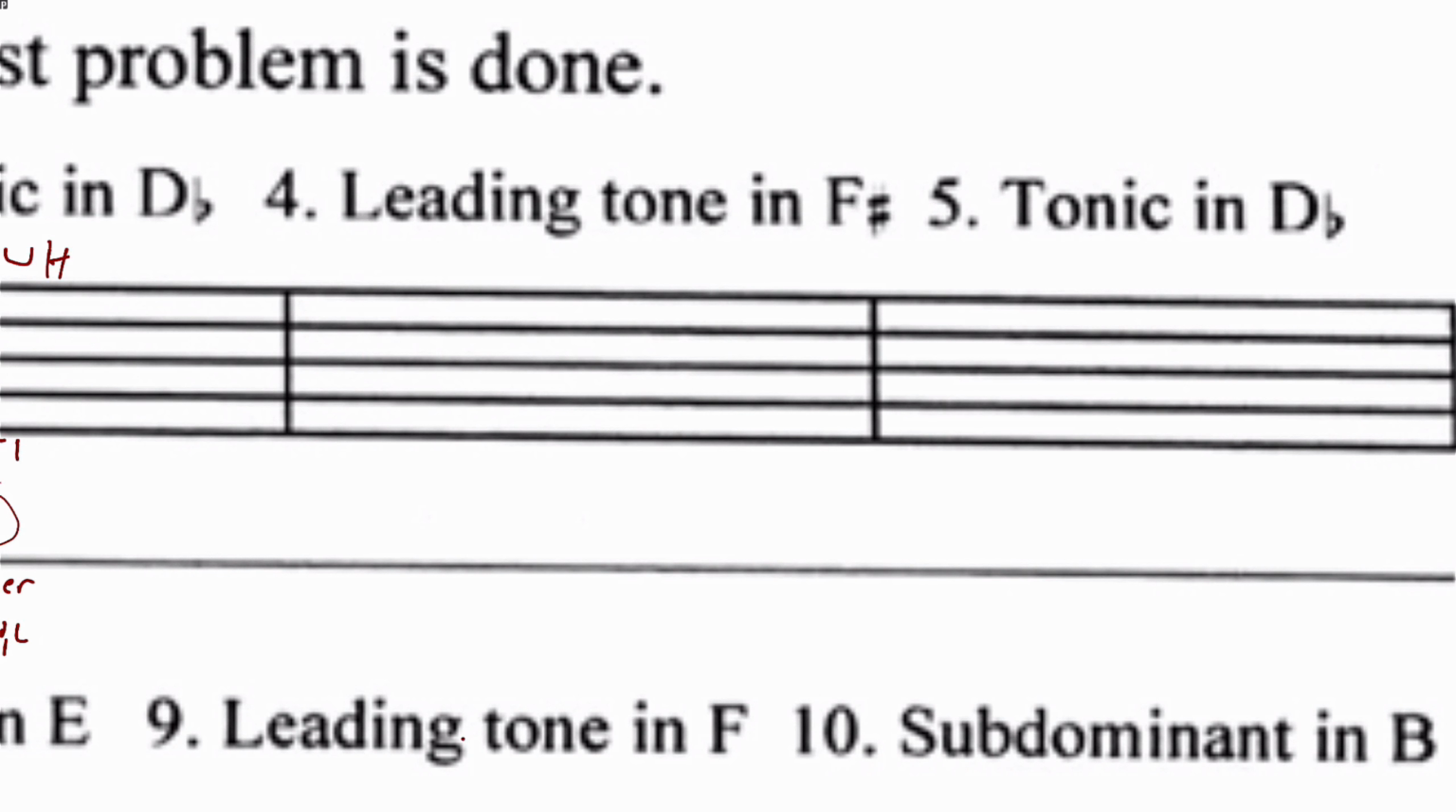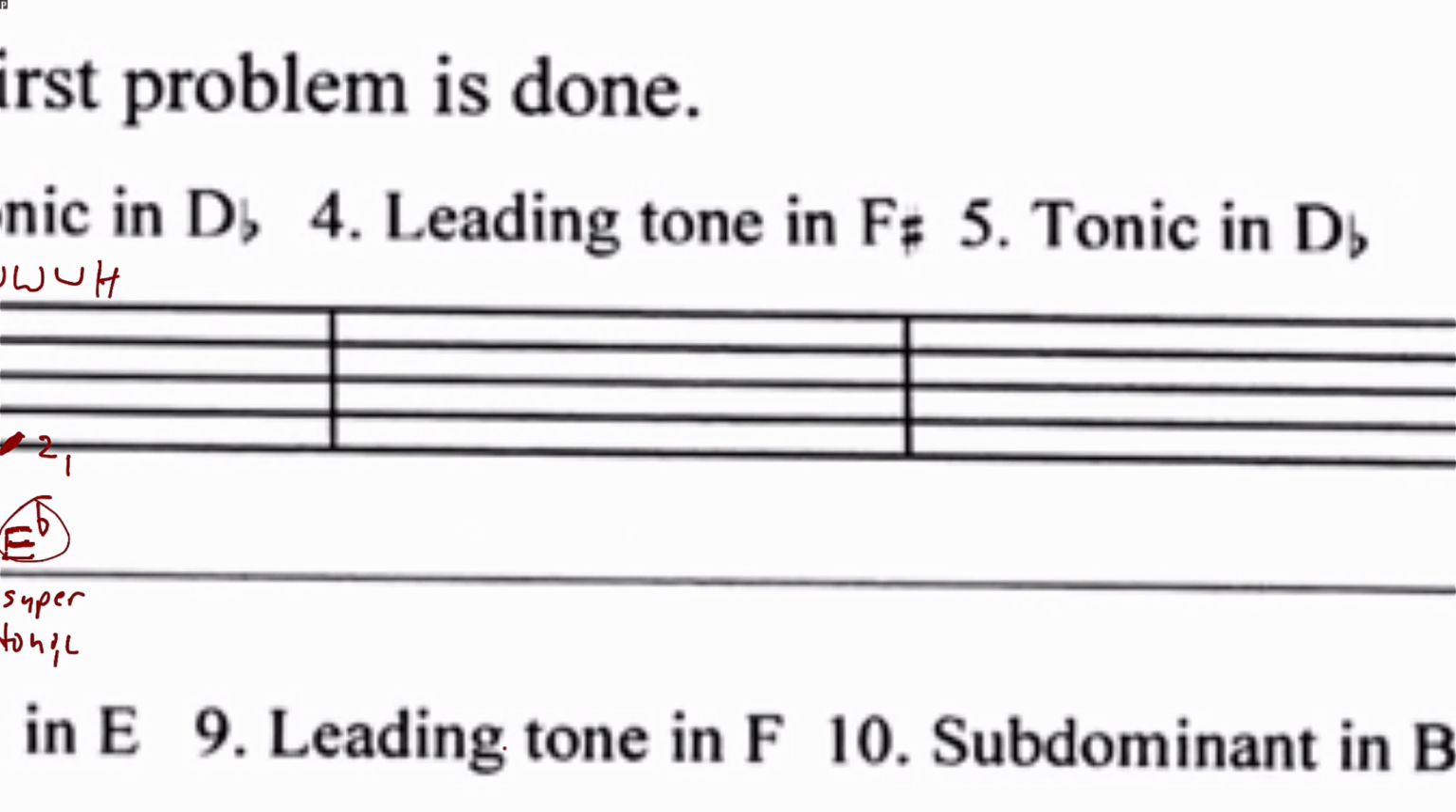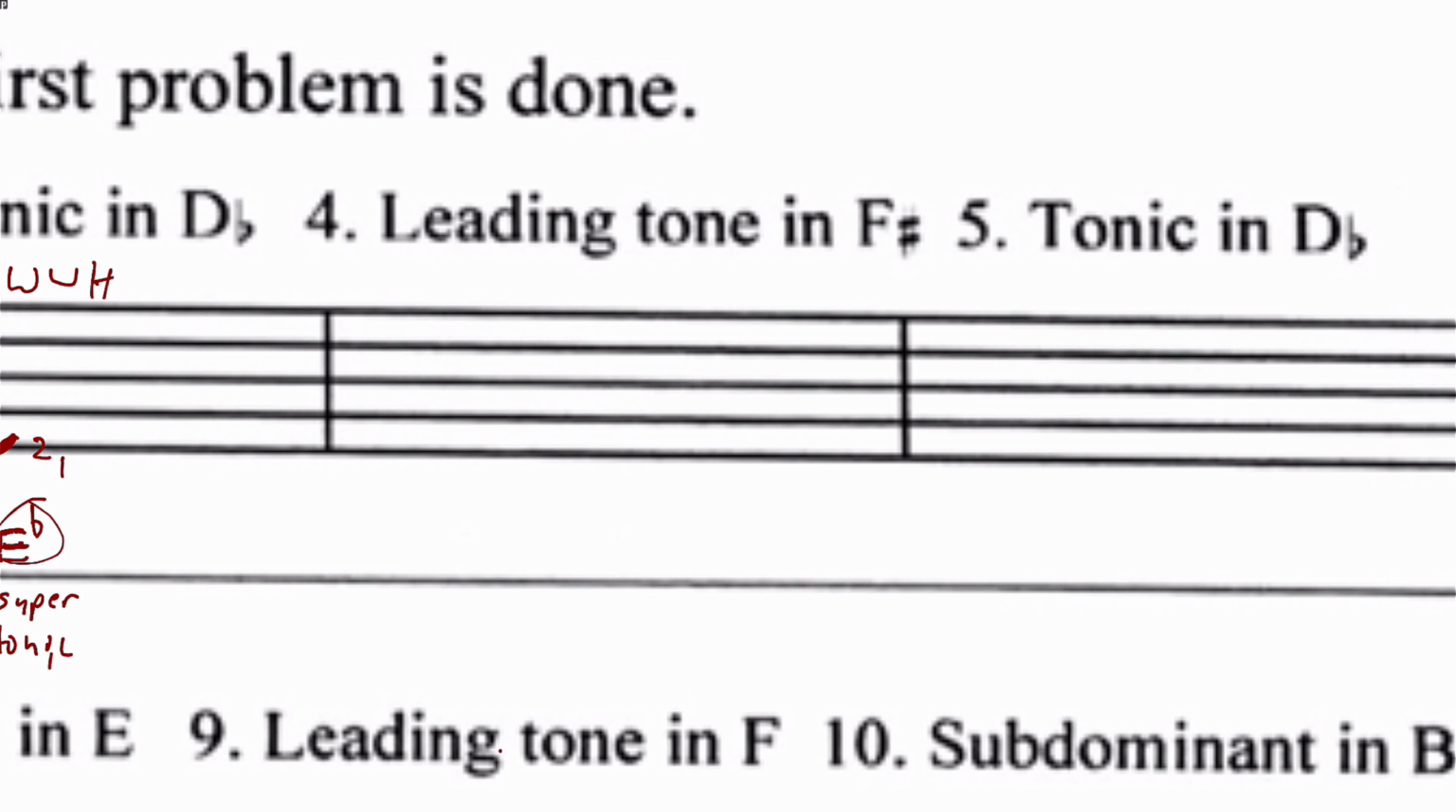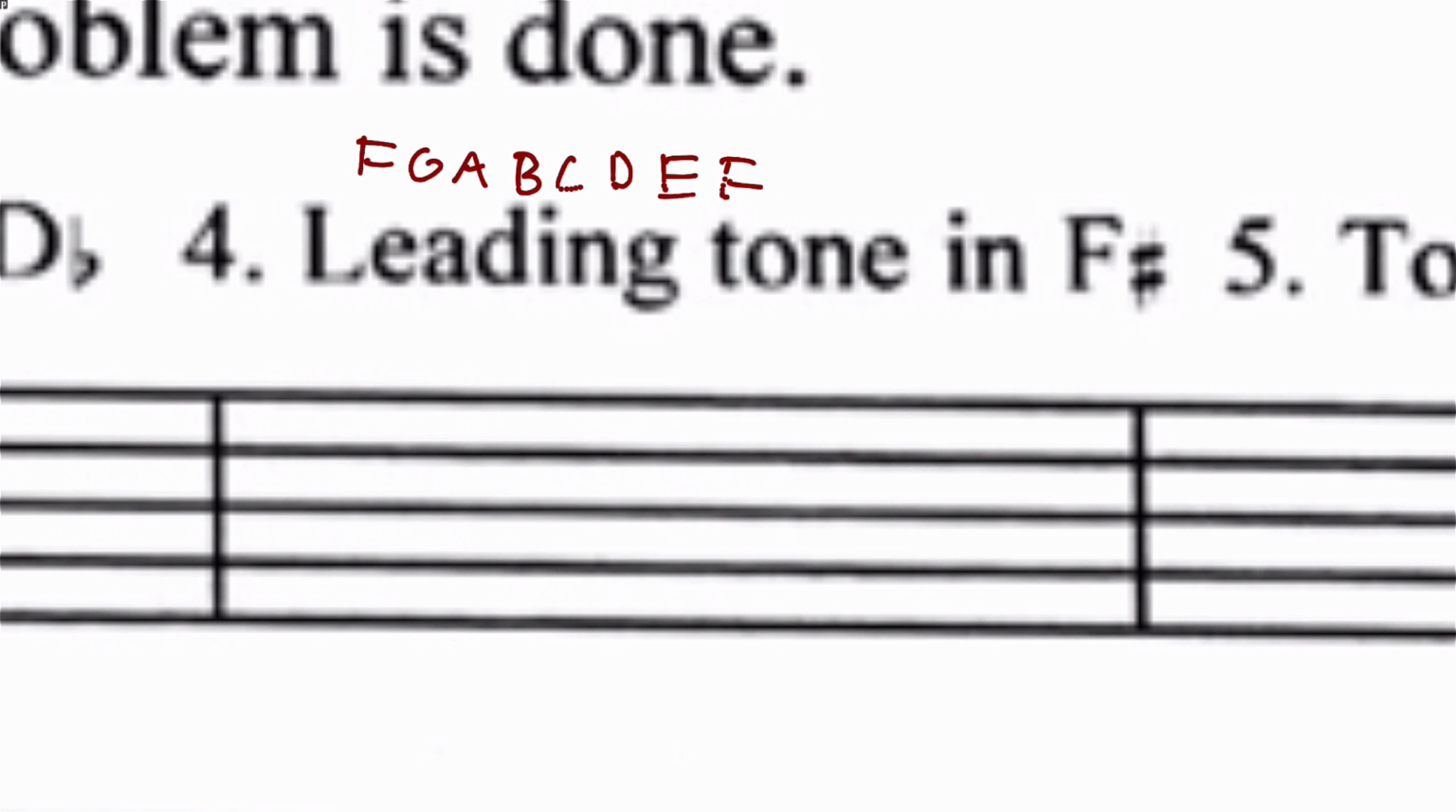F sharp, leading tone. Okay. Same type of thing, but this one I'm going to do a little bit differently. I know my order is this. Well, my F scale, first of all, would be F, G, A, B, C, D, E, F. I didn't put any sharps, but I don't care because the scale always has to have those letters in that order. Leading tone is going to be the note before F.